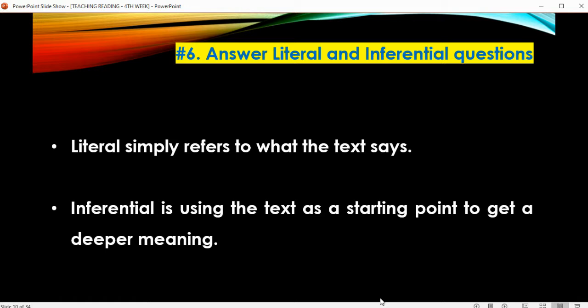As a teacher, we're going to give them some literal questions, and also we have to give them some inferential questions. Maybe the information is not explicit in the text, so they have to infer. They have to infer this answer. All right.